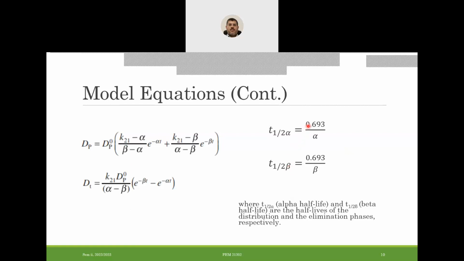So same thing as when we divide the half-life by the slope in a one compartment open model. For each phase, if you want to calculate the half-life, we divide 0.693 by the slope. Same thing here: when you want to calculate the half-life of the distribution phase, you divide 0.693 by its slope, which is alpha. And when you want to calculate the half-life of the beta phase, you divide 0.693 by the slope of that phase, which is beta.